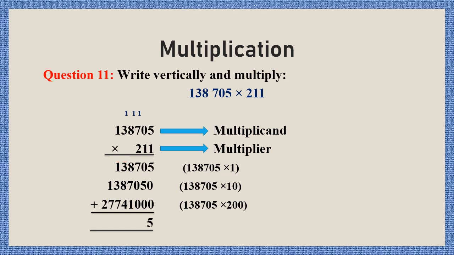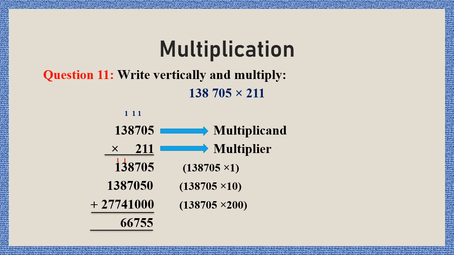Let's start with the numbers at the ones place. So 5 plus 0 is 5. 0 plus 5 plus 0 is again 5. 7 plus 0 is 7. 8 plus 7 plus 1 is 16. 6 will be written in our answer and 1 is carried to 3.